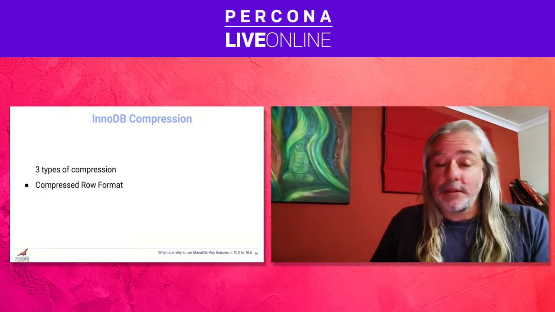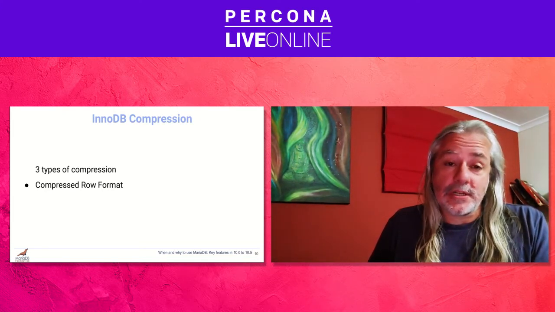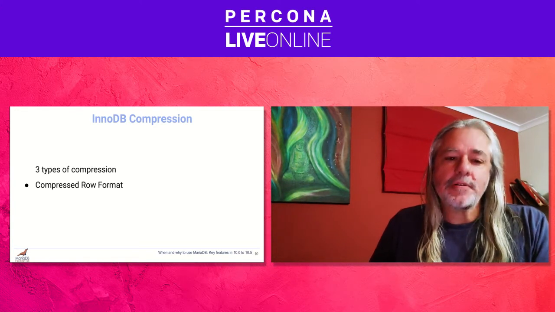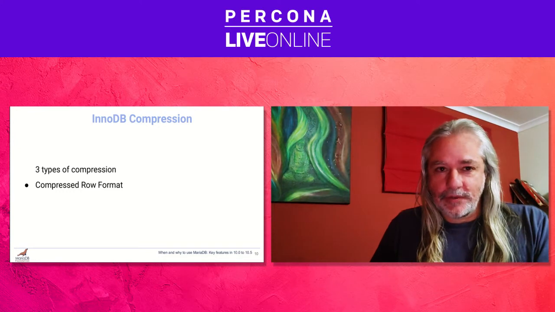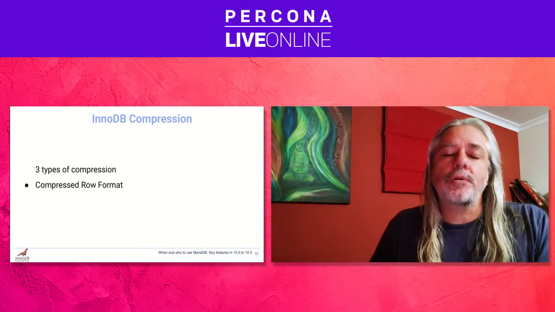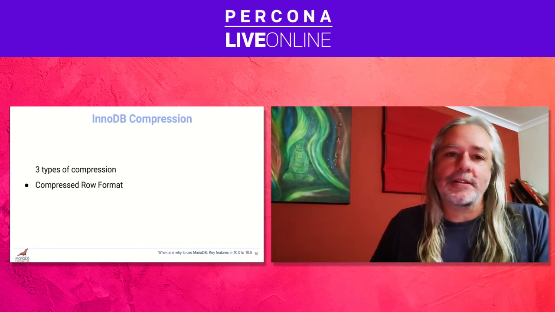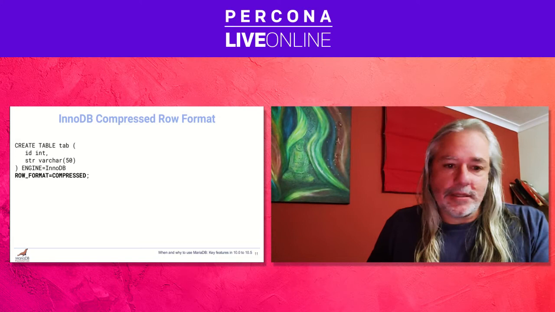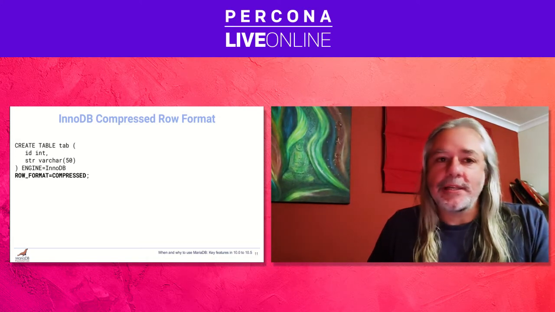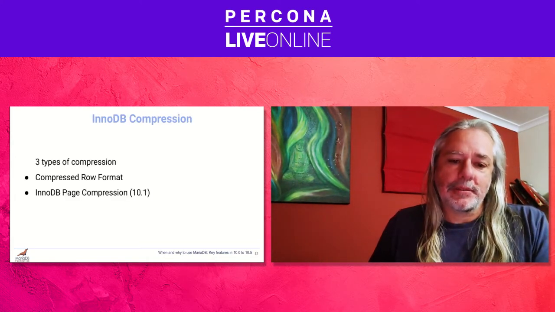Now, that doesn't mean that the regular InnoDB storage engine doesn't have any kind of compression on its own. It does. In fact, rather confusingly, it has 3 types of compression. And the first is the very old compressed row format, which has been around since very ancient history. You would create it in the following way: create table, and then ROW_FORMAT=COMPRESSED at the end of your create table statement.